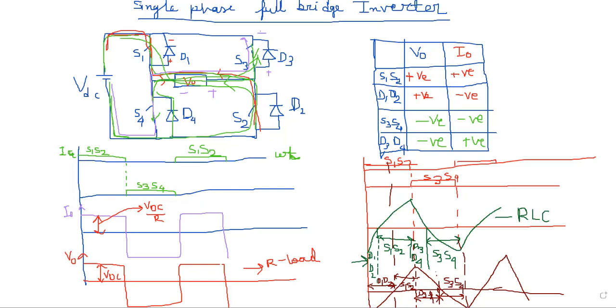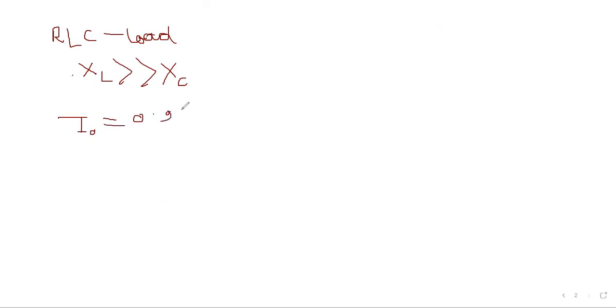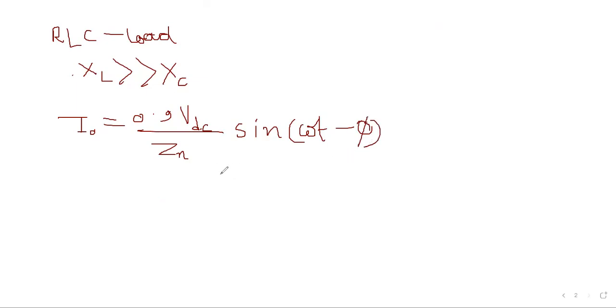Okay, now we can derive the RLC load current. For RLC load, when XL is much greater than XC, I naught is equal to 0.9 VDC by Zn, that is the impedance, into sine omega t minus phi. Okay, and this phi is equal to tan inverse of XL minus XC by R.